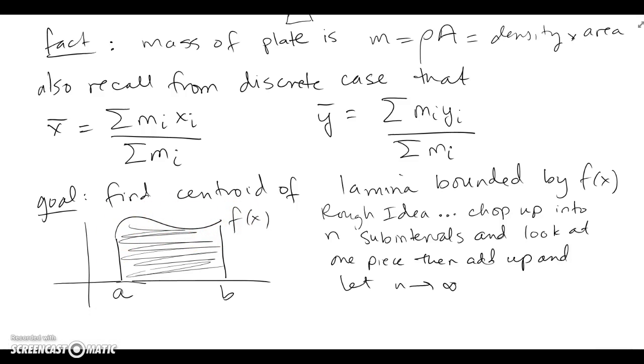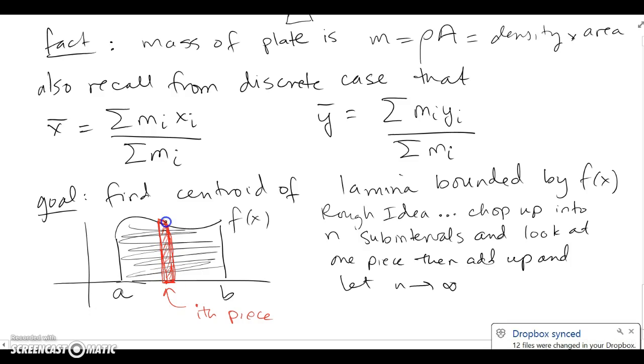So the rough idea, again, is we're going to chop up our interval from a to b into n subintervals, and we're going to focus on one piece and then add up all the little pieces and find the center of mass of the lamina. So if I chop it up and zoom in on the ith piece, you'll notice that I have roughly a rectangle.